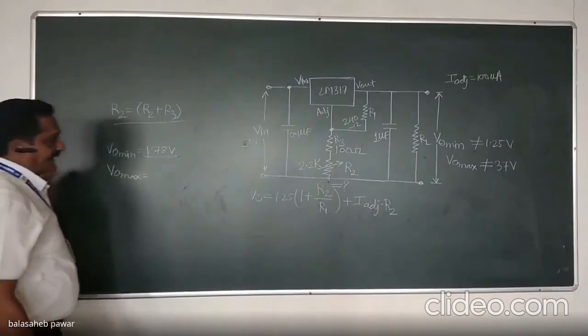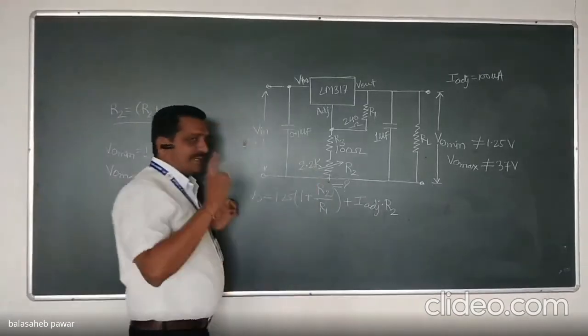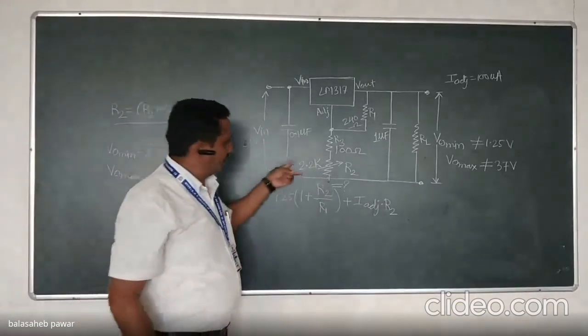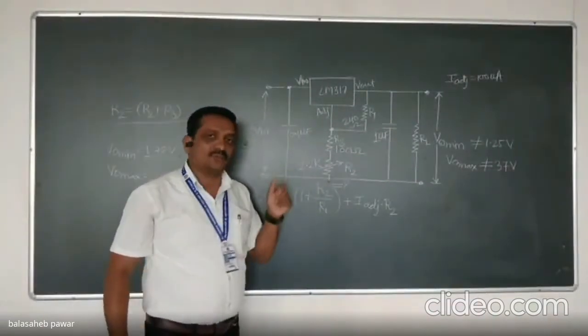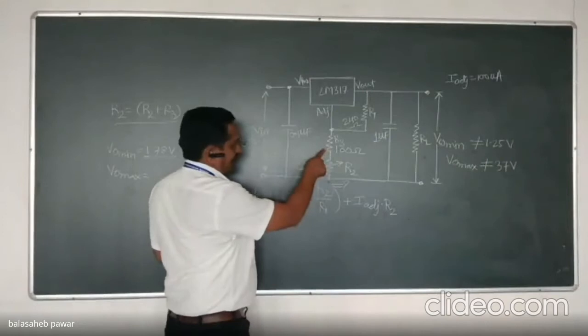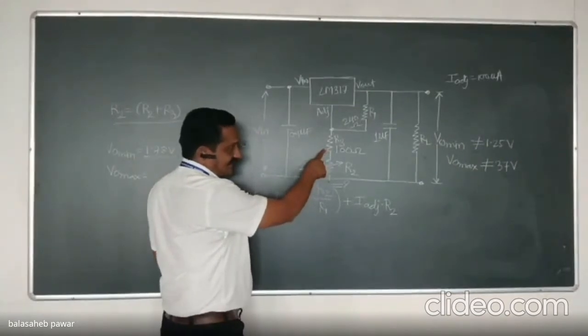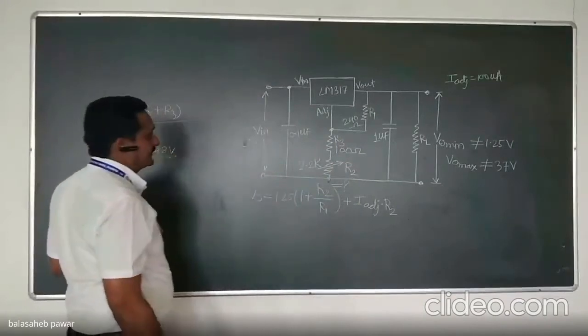Similarly, find out VO max. So while calculating VO max, you have to consider this potentiometer at its maximum value. Maximum value is 2.2K right now. So that R2 will not be exactly 2.2K. How much will it be? It will be 2.2K plus this 100.